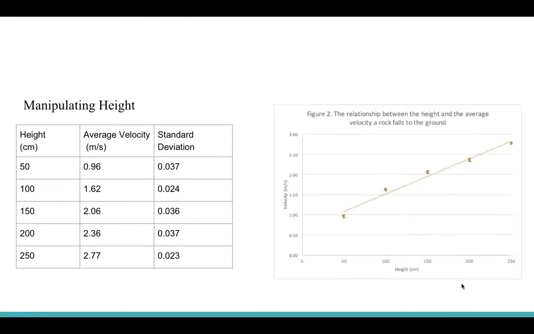For the second part, when we increased the height from which the object was being dropped, the time taken also increased. This corresponded with an overall increase in velocity. However, for this part of the experiment, the graph was much steeper, indicating a higher increase in velocity.